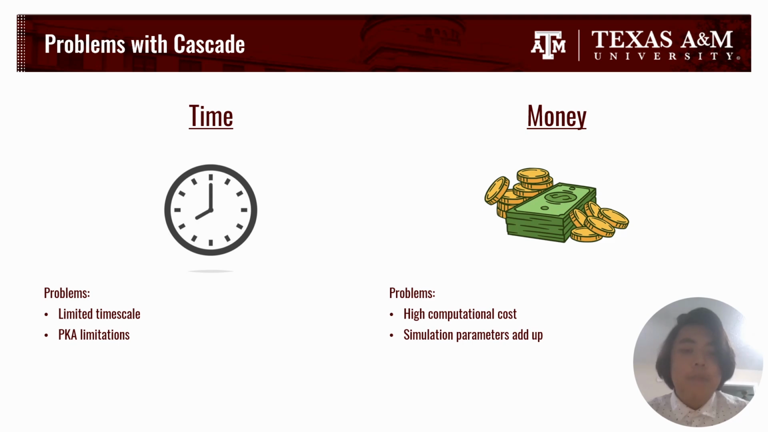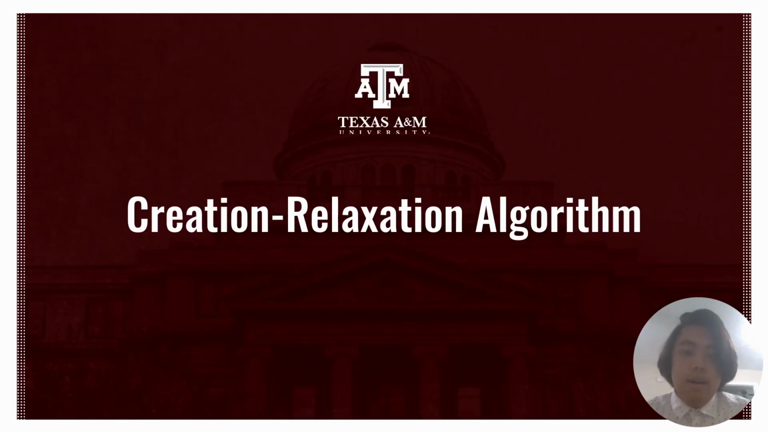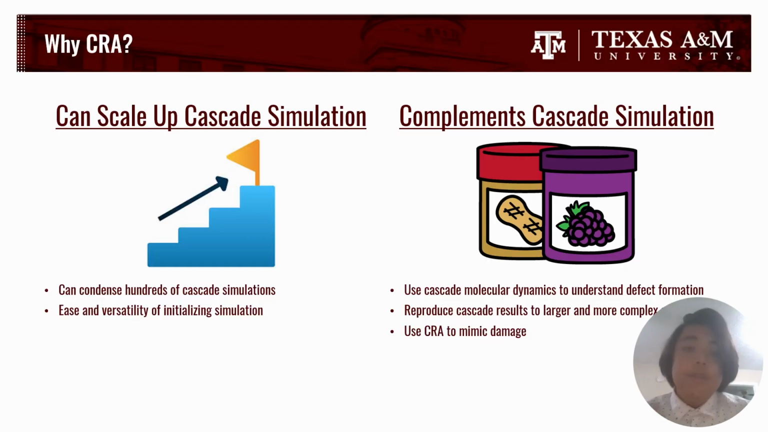So how can CRA help us with these things? Let's talk about it. An advantage of CRA is that it can condense hundreds of cascades into one simulation, which saves time and money. Initializing the system is also very easy and versatile. You can change many parameters such as defects, and also defect location. Since you don't have to compute high-energy collision cascades, the computation is not as time-intensive.